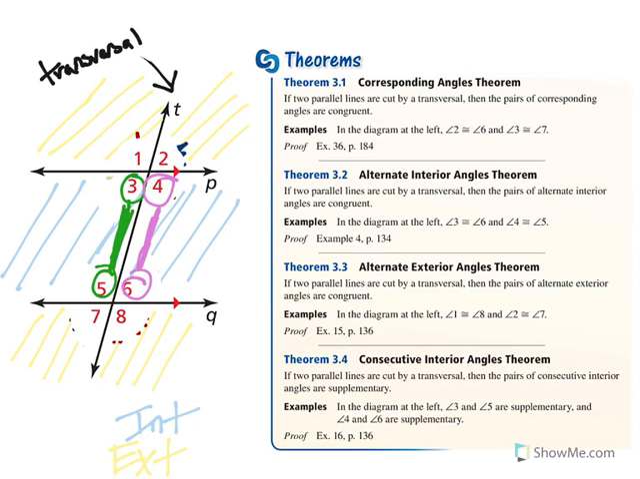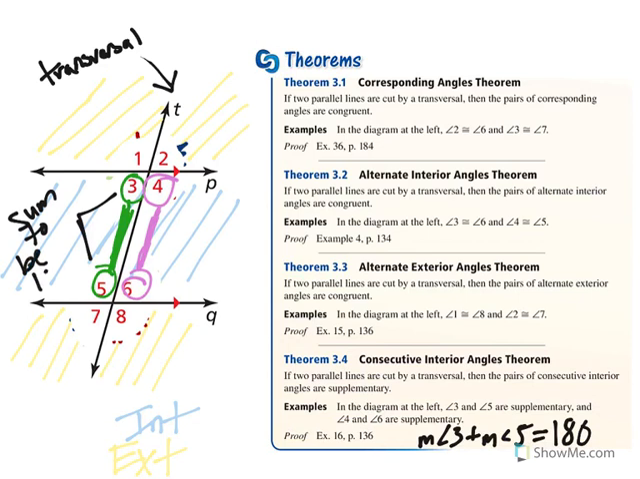They're supplementary. So if I look at these statements down here where it has 3 and 5, I can do the measure of angle 3 plus the measure of angle 5 is equal to 180. I could do the same thing for 4 and 6. So if you look on our diagram here, 3 and 5 sum to be 180. 4 and 6 sum to be 180. They're supplementary angles.